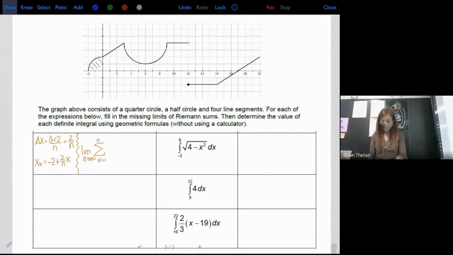Now I'm going to look at f of x, square root of 4 minus x squared, and instead of the x, my -2 plus 2 over n k squeezes itself in that spot. And then the dx is my 2 over n outside of the radical, though. Make sure delta x isn't underneath the radical.